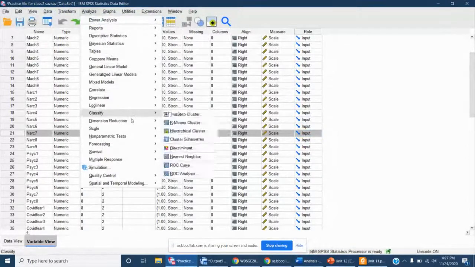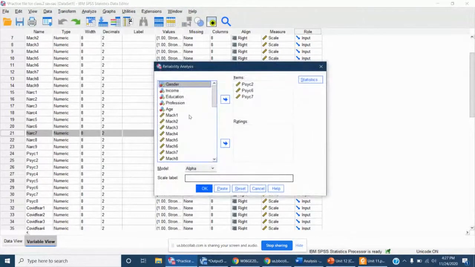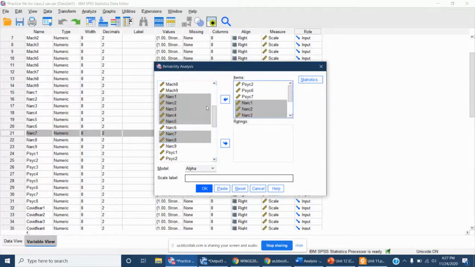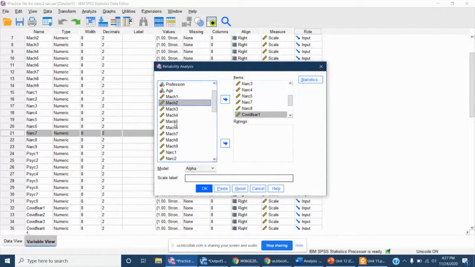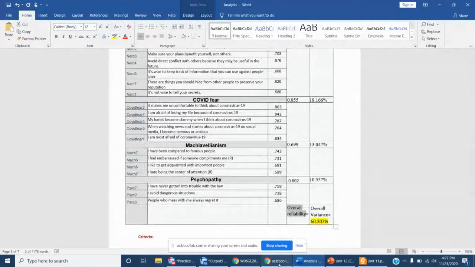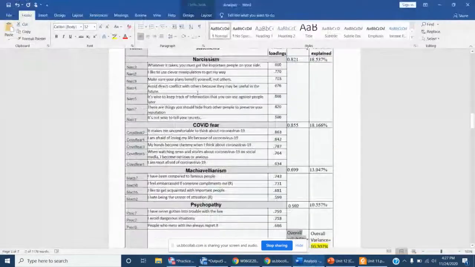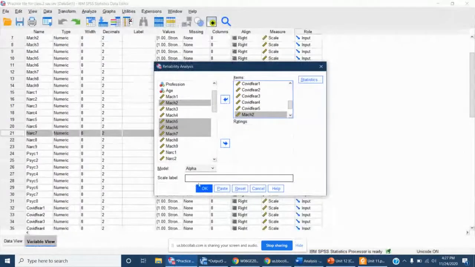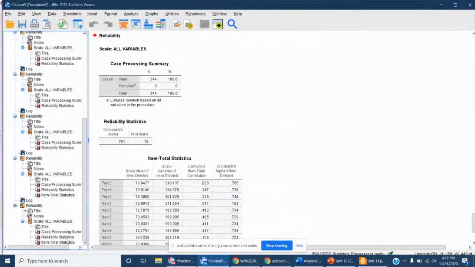So I will again go to Analyze, then Scale, and check the reliability analysis, and I will include all those questions which are part of my factor analysis table. I will shift the narcissism questions, the 5 questions of COVID fear, and Machiavellianism. The questions of Machiavellianism are 2, 5, 6, 7, I think. Yeah, let me confirm it from here. 2, 5, 6, 7. Okay. So all the questions in our factor analysis table are there in the items box. I will click OK, and I am just interested in the reliability statistics.